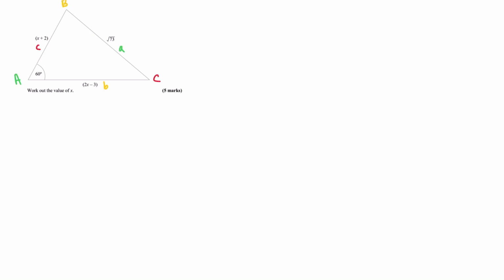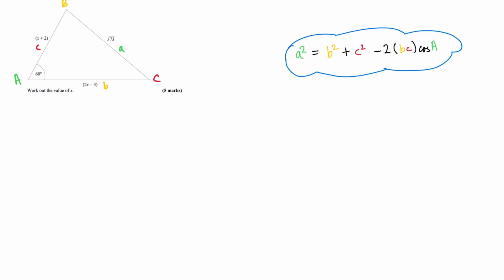So I've just here marked the A, B, and C, the angles on the sides. I suggest doing this every time, it's just so much easier. Then you're just subbing in numbers into letters. That's our cosine formula again. And here I have subbed all of that in. So I've got a squared equals b squared plus c squared minus 2bc cos 60.